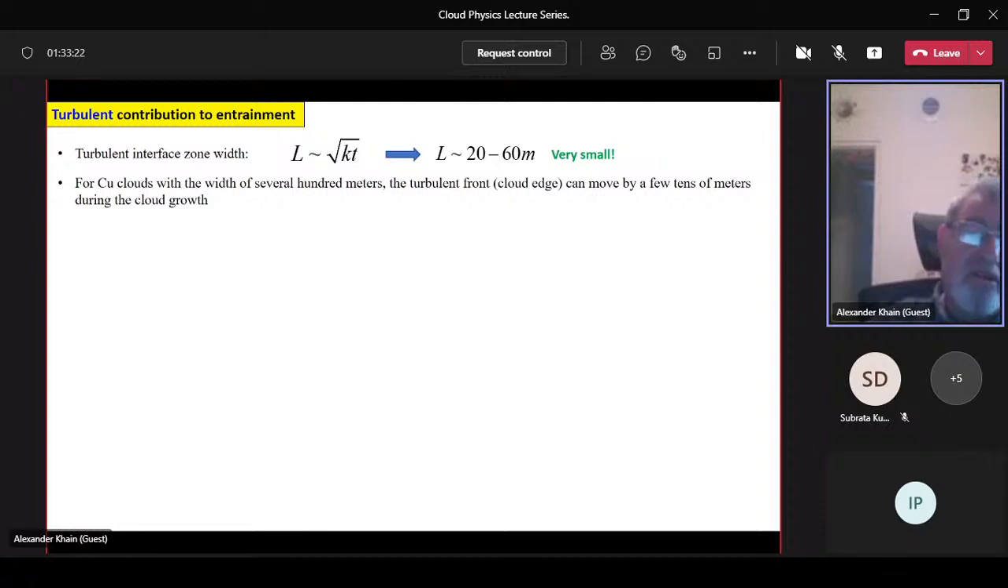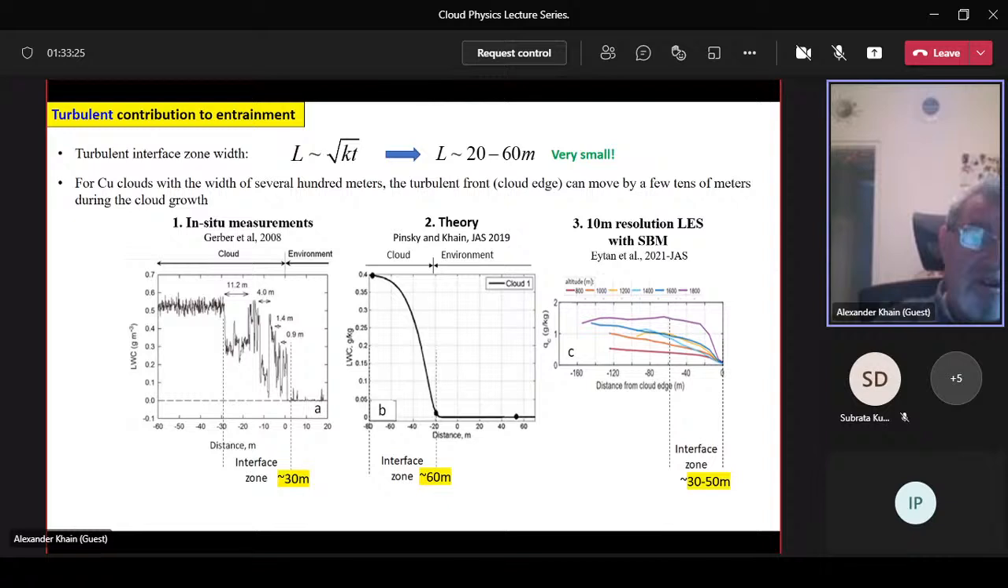So actually turbulence is responsible for the formation of the so-called interface zone. And we see this interface zone in in situ measurements. For example, in Gerber 2008, we see liquid water content as a function of distance from cloud edge. And you see that this increase in liquid water content is within 30 meters, and then liquid water content is nearly constant.